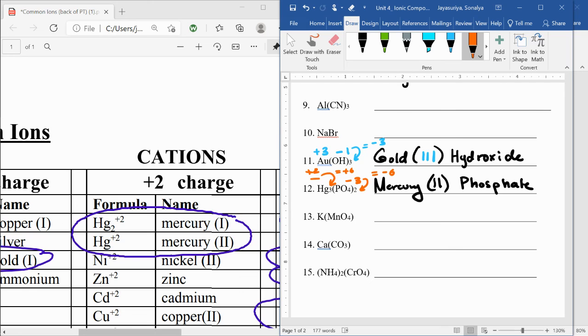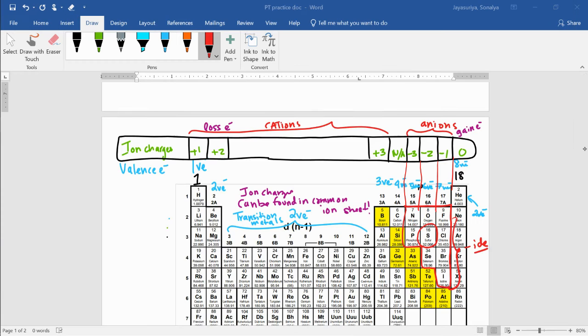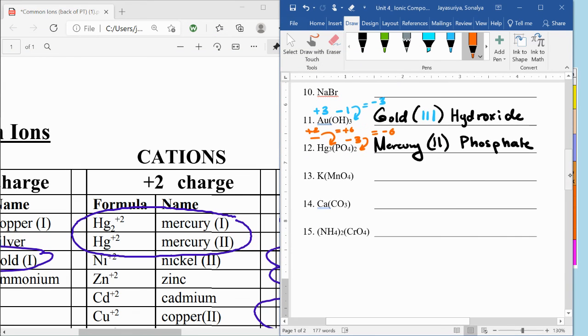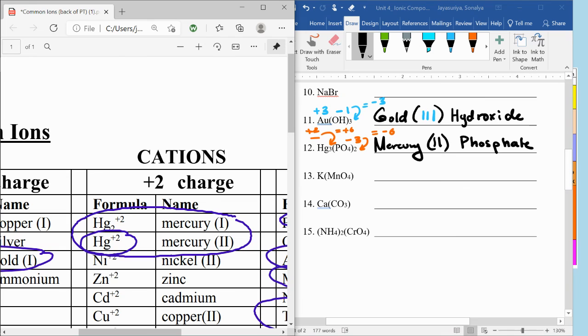If it was mercury 1, this would not be the actual formula for this compound. Yeah, you wouldn't have a 3 there. So you have to be careful that you are looking at the correct mercury. It's this one.